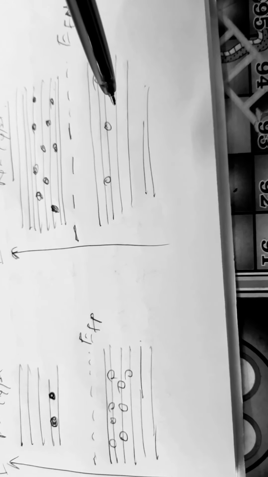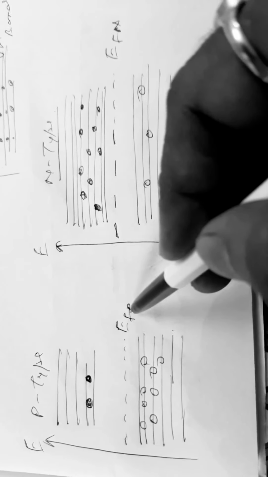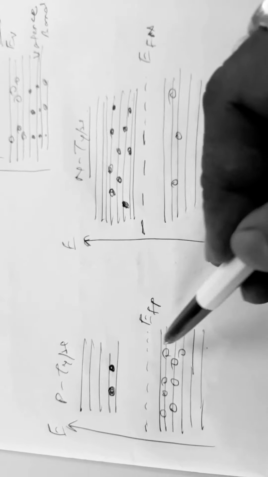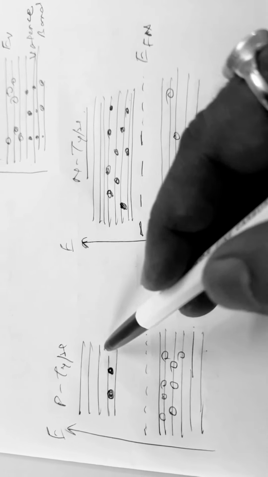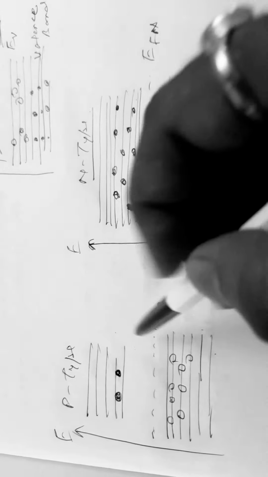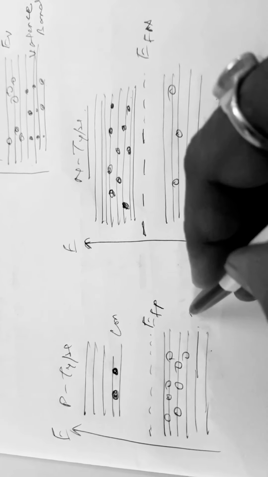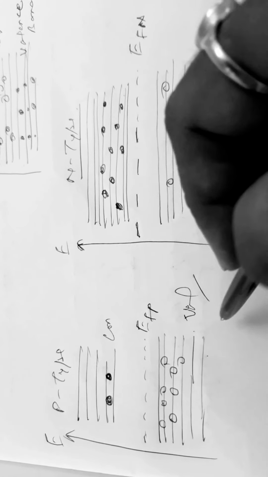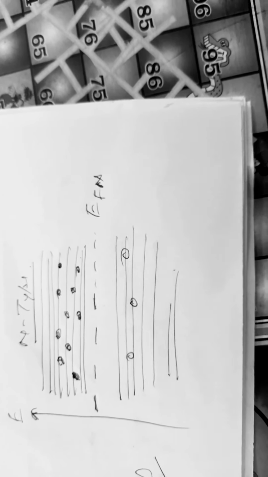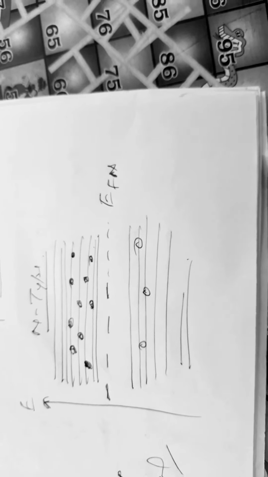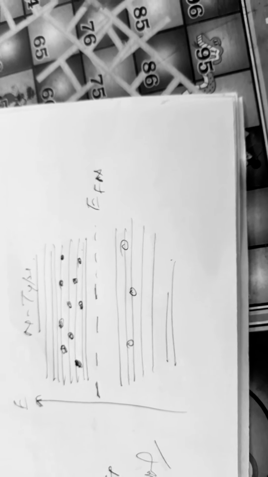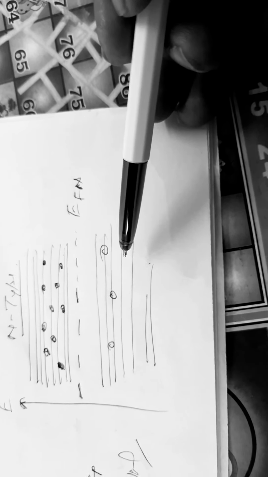What we can observe here is that the Fermi level in the p-type is closer to the valence band, and the distance between the Fermi level and the conduction band is large. This is the conduction band, and this is the valence band. So the Fermi level is very close to the valence band. Just opposite over here, you can see that the Fermi level in the n-type is very close to the conduction band, and far away from the valence band.